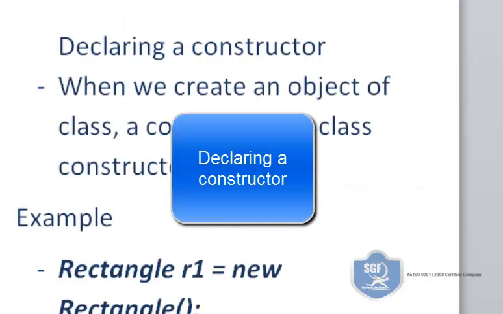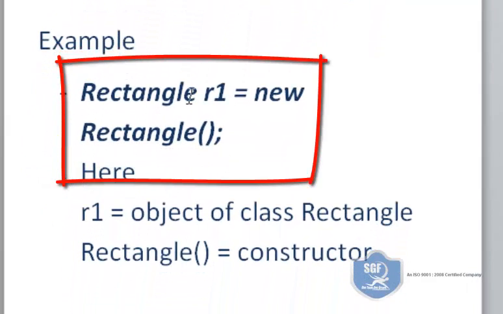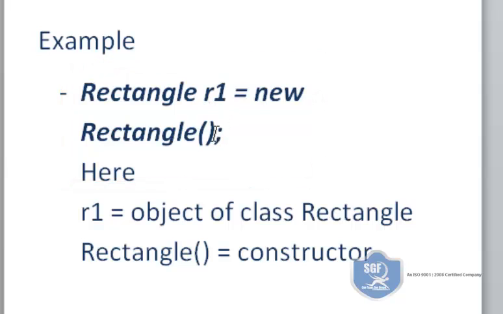How to declare a constructor? When we create an object of a class, the corresponding class constructor is called. Here is the example. Here Rectangle is the class name, R1 is the object name, and this Rectangle, which is followed by the parenthesis, is the constructor.